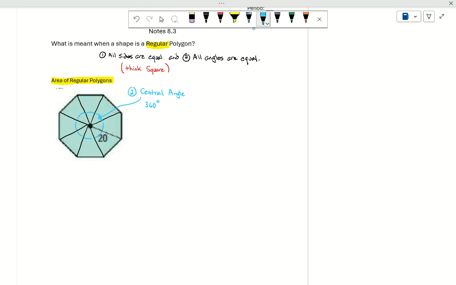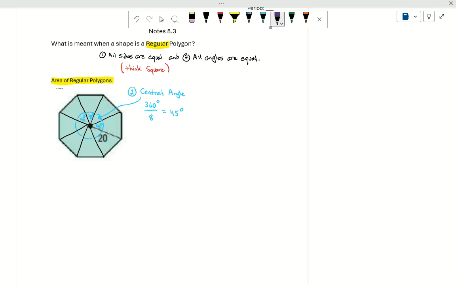To find the measurement of each individual central angle, we're going to divide by how many central angles there are, which in this case is 8, and that gives me 45 degrees. So each one of these central angles is 45 degrees. I'm not going to mark all of them as 45 degrees. I'm just going to mark 3 of them as 45 degrees. Okay, but that's the second thing that we're going to do. Find the measure of the central angles.